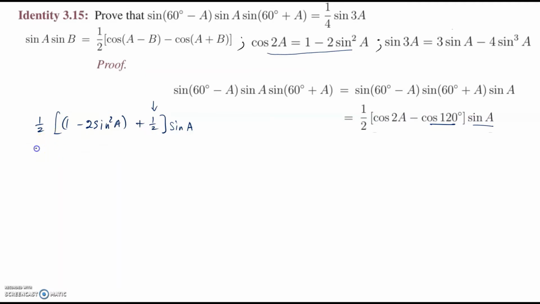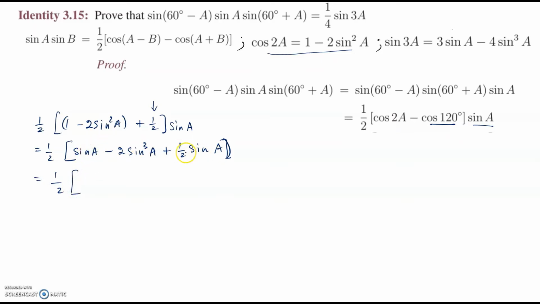So, further simplifying, keeping the half outside and moving the sine A in, you would get 1 into sine A will be sine A minus 2 times sine cube A, sine A into sine squared A will be sine cube A, plus half of sine A. So, here we have a sine A plus a half of sine A. So, this is equal to half.